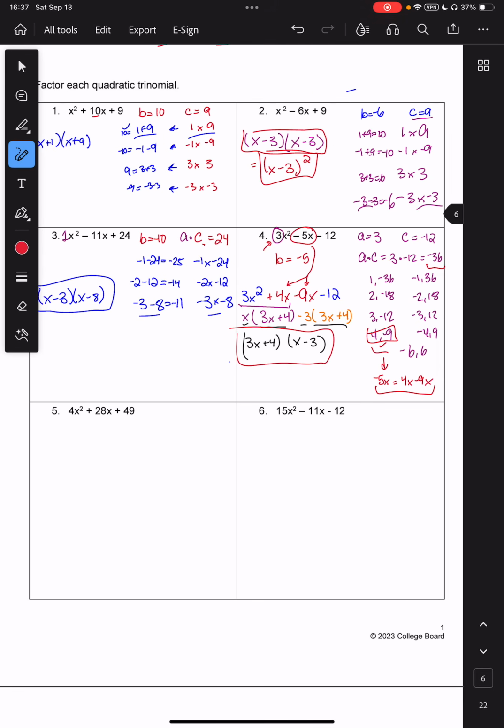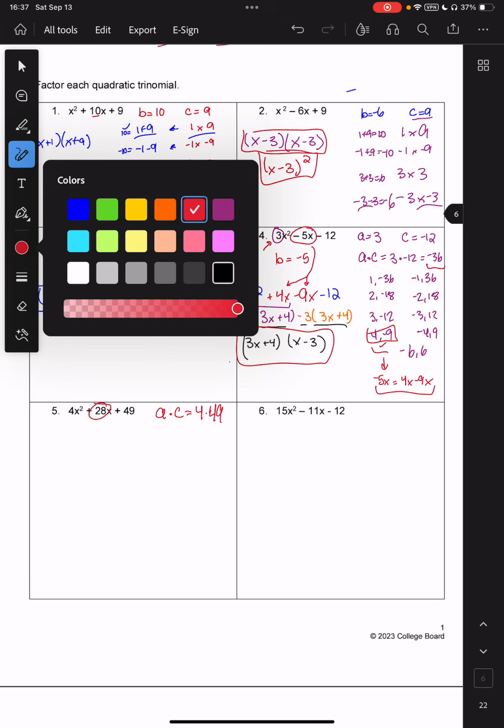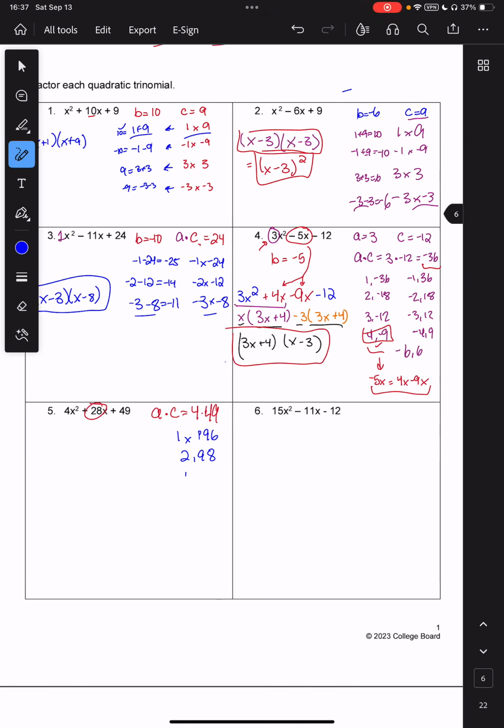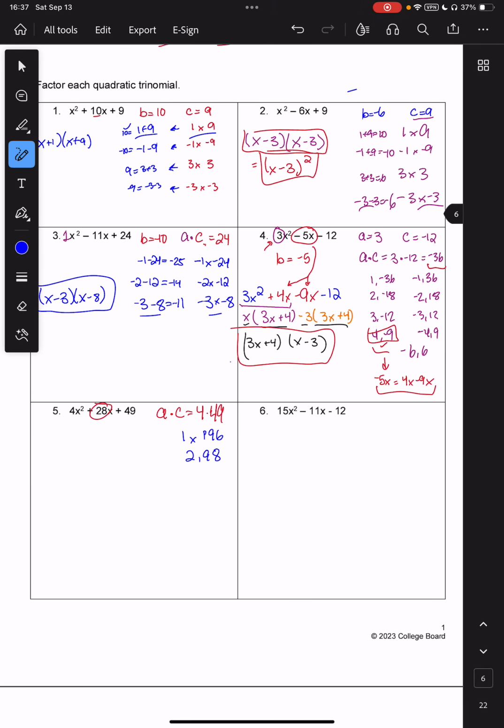So let's do 5. We're going to do our A times C. Our A is 4 and our C is 49. And remember, we're trying to find something that multiplies out to 196, but adds up to our B, which is 28. So let's try some of our values. We have 1 and 196. We have 2 and 98. We have 4 and 49, 7 and 28, and 14 and 14. So which one of these adds up to 28?